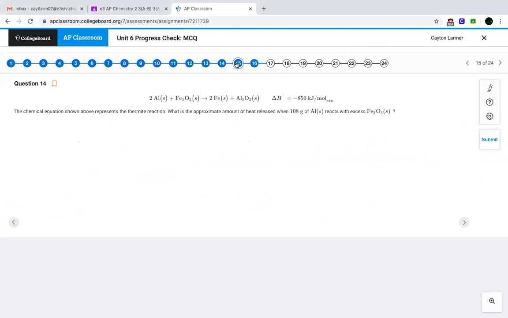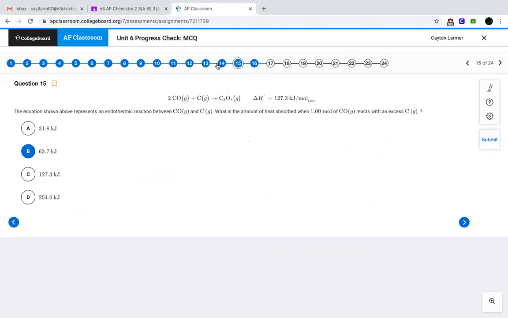All right. So do we have one more problem in us, or do we want to call it a day at this one? I mean, sure. Shoot. Let's knock this last one out then. Okay, number 15. The equation shown above represents an endothermic reaction between carbon monoxide and carbon, both gases. What is the amount of heat absorbed when 1 mole of carbon monoxide reacts with an excess of carbon gas? Hey Siri, set timer for 1 minute.